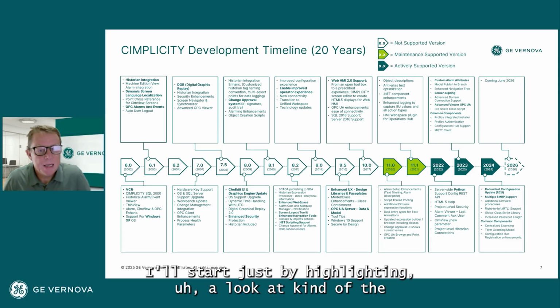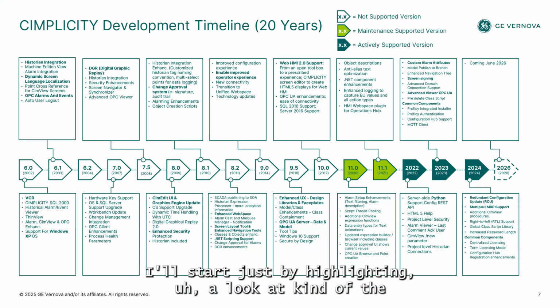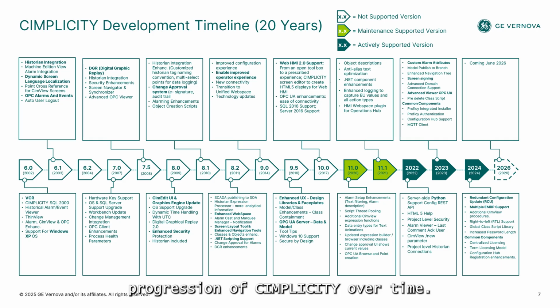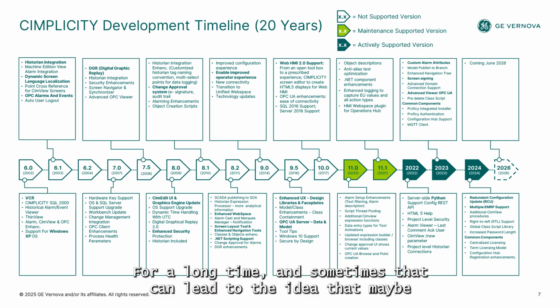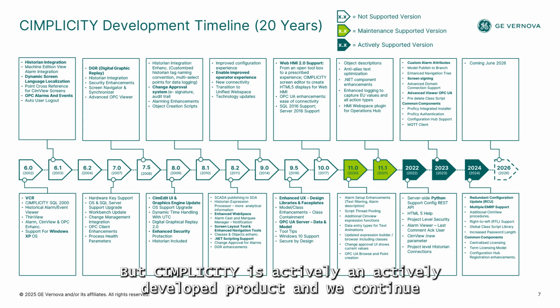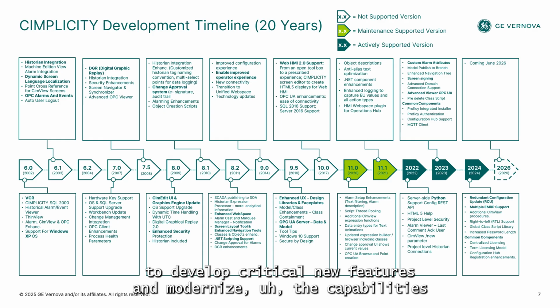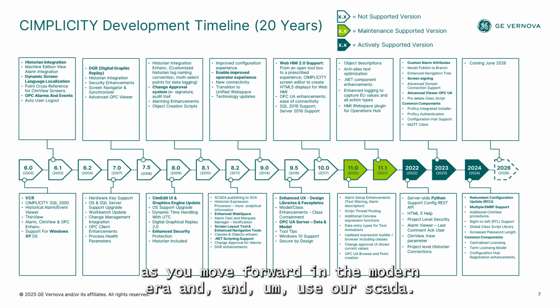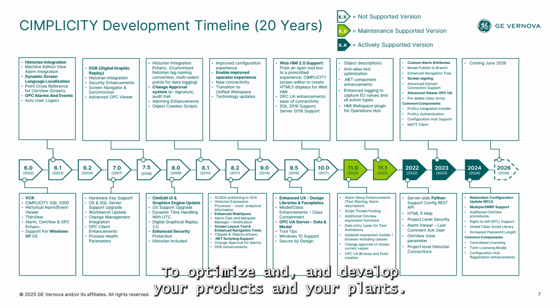I'll start just by highlighting a look at the progression of Cimplicity over time. Cimplicity has been around for a long time, and sometimes that can lead to the idea that maybe it's out of date. But Cimplicity is an actively developed product, and we continue to develop critical new features and modernize the capabilities as you move forward in the modern era and use our SCADA to optimize and develop your products and your plants.